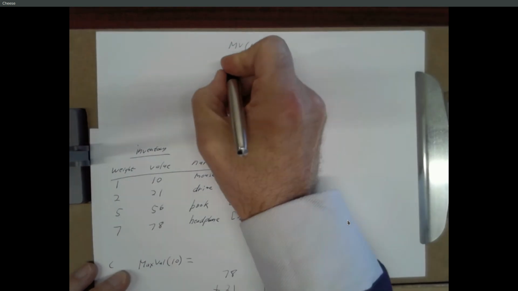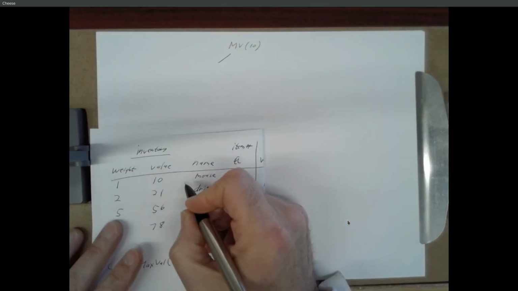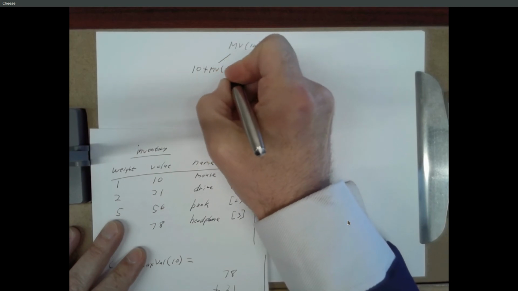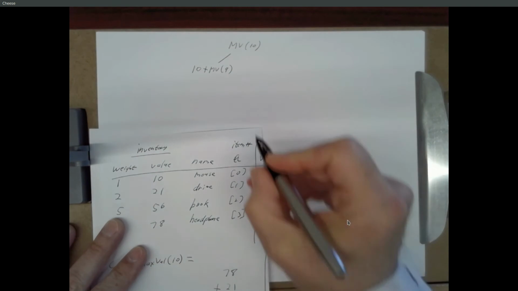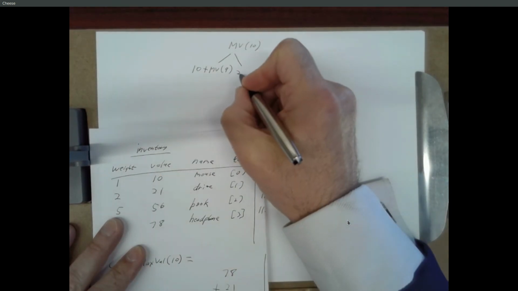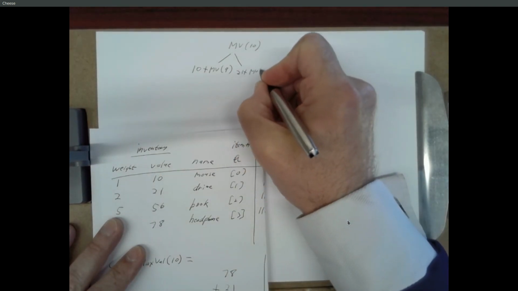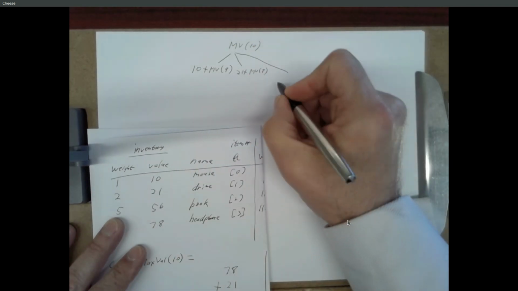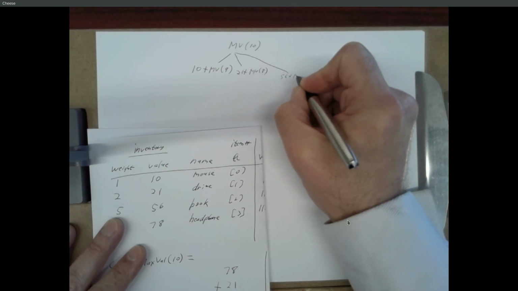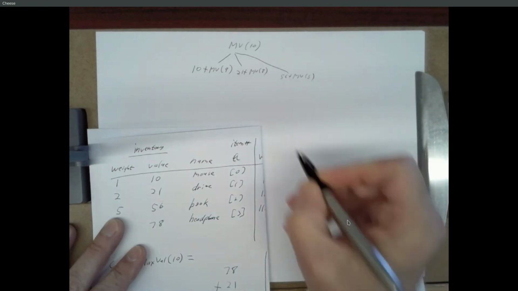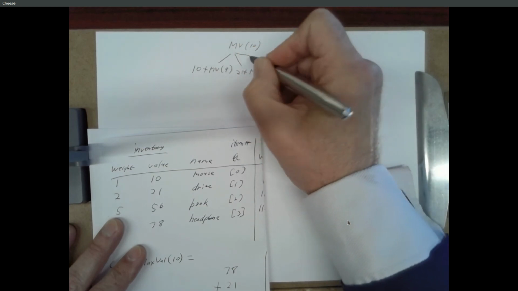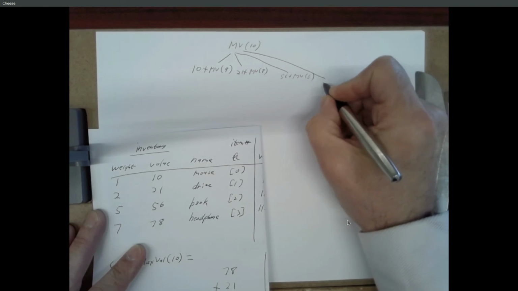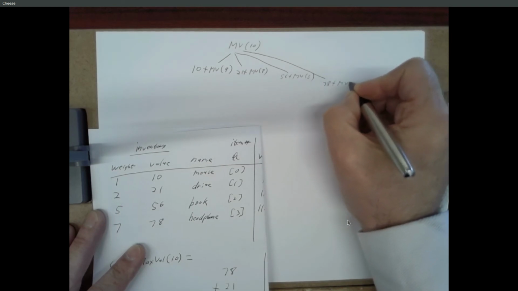Well, there's 4 possibilities. We could put in item 1, which gets us $10, plus whatever the maximum value is we get from a bag that holds 9 pounds. We could put in item 2, which is $21, and then we have 8 pounds left over, and whatever we can get from that. We could put in item 3, which is $56, and then find the max value that goes in the remaining 5 pounds. Or we could put in item 4, which is $78 plus max val of 3.